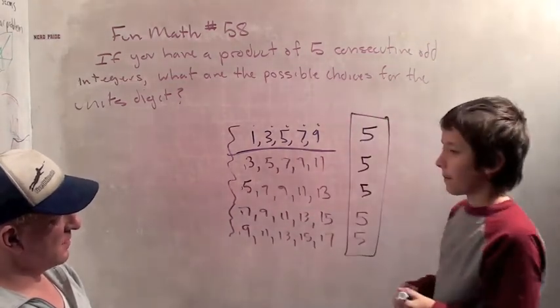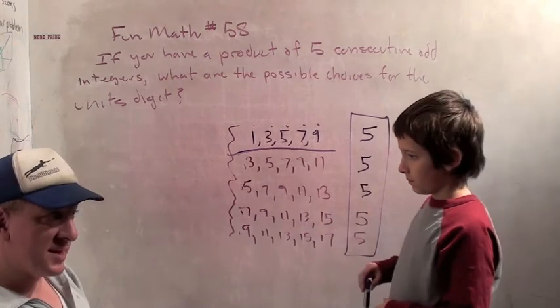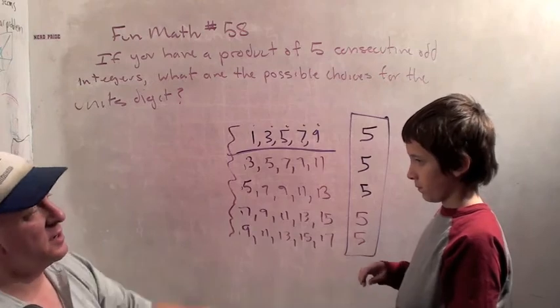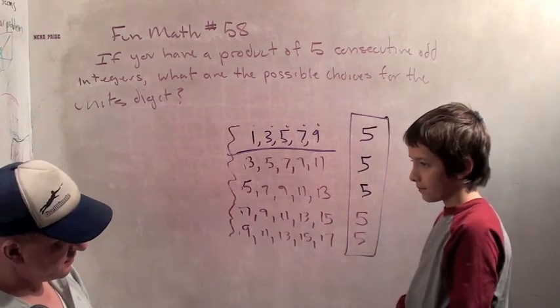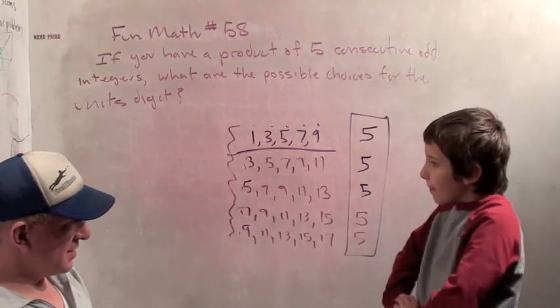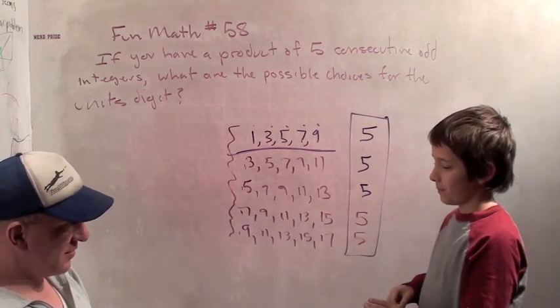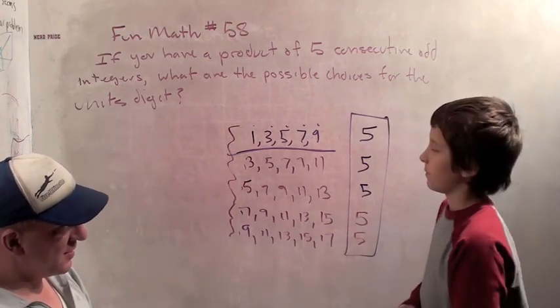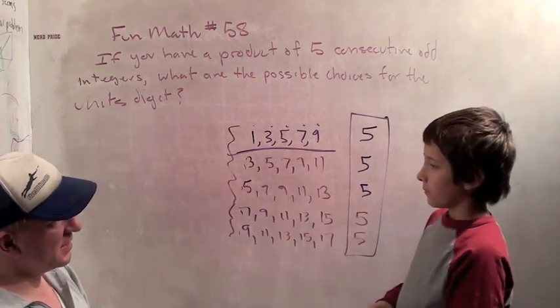Pretty cool. No matter what 5 consecutive odd integers you pick, you could pick starting at 101 if you wanted, or 1,087, or 1,283,563. No matter what, when you do the product of those 5, the last digit is always a 5.